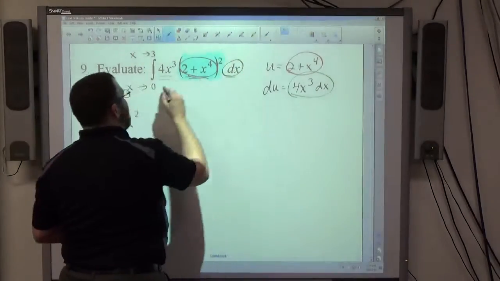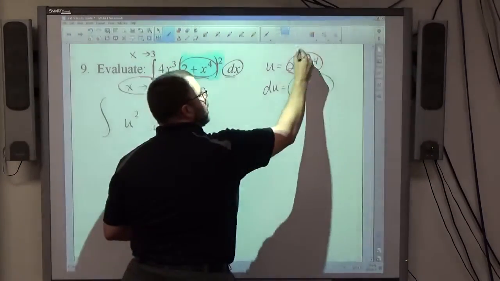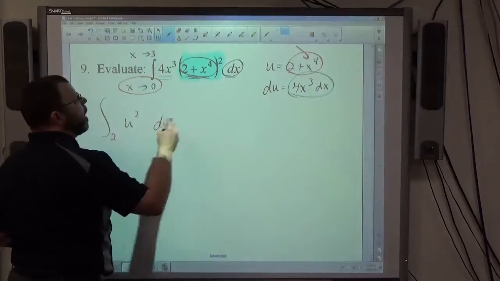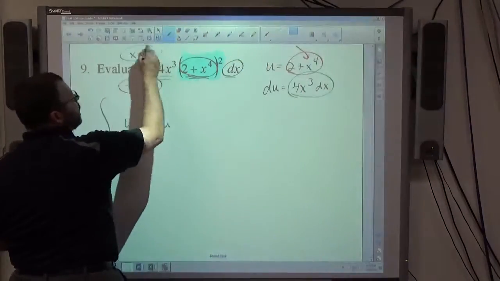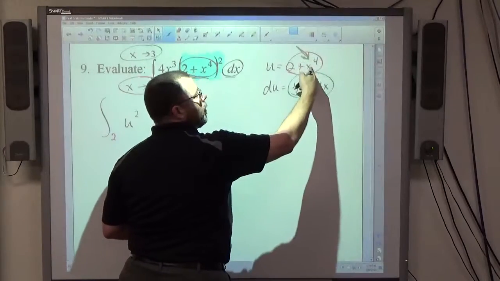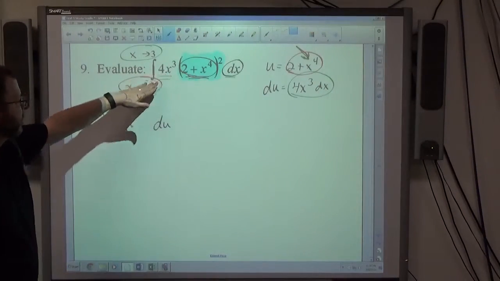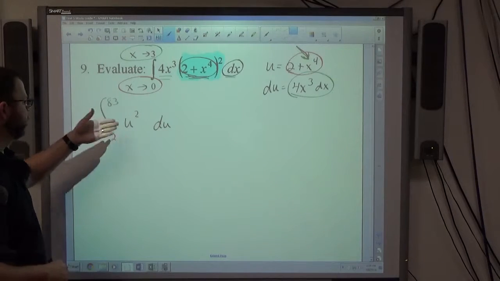So I take the x equals 0 and I put it into here. 2 plus 0 to the 4th is 2. I take my x equals 3, put it into here. 3 to the 4th is 81 plus 2 is 83. And now that problem doesn't exist anymore. This is the problem. And this is much easier to do.